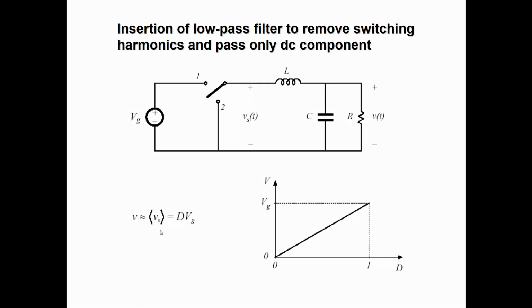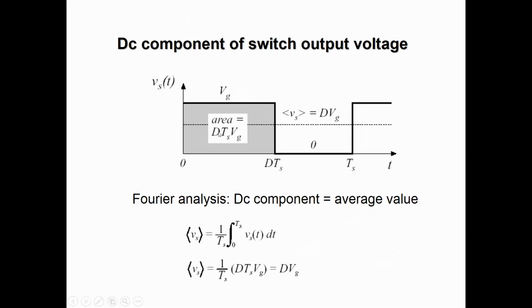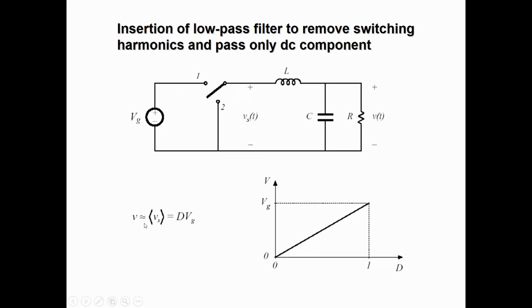So this is the output voltage, which is equal to dVg. If we take the average value, the Fourier series of this area, we will get dVg. So V is equal to dVg. Now V is the output voltage, Vg is the input voltage, and D is the duty cycle. D defines for how much time the switch is connected to position 1 or position 2. The maximum value of D is 1, and the minimum value of D is 0.